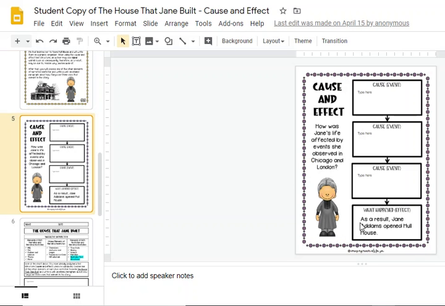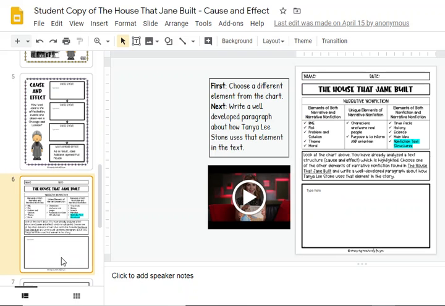So here I have filled out the effect for you because the effect of several causes is that Jane Addams opened Hull House. So there were several events in Jane's life that led her to make that decision. So you will look for those events and fill them in sequential order on the graphic organizer. Okay, so after that, again, you will look at a different element of narrative nonfiction and write about that in your paragraph.